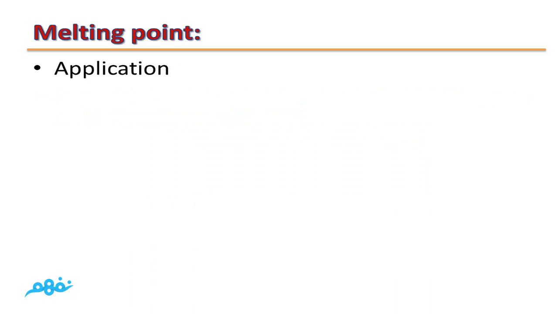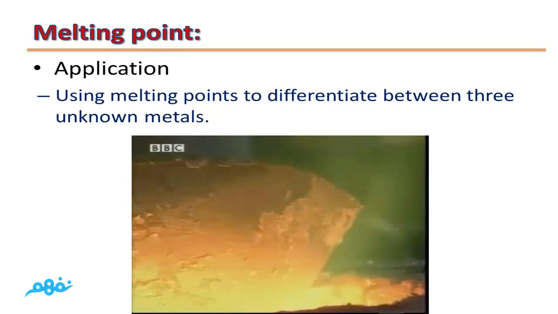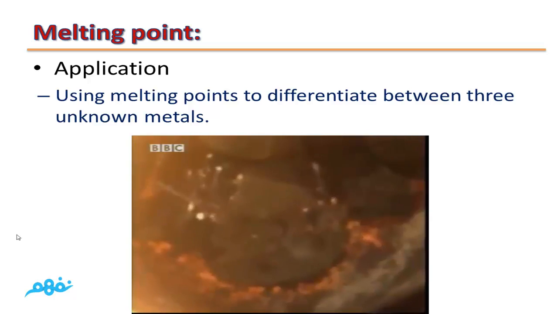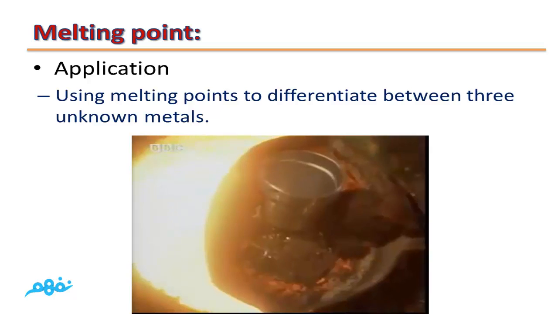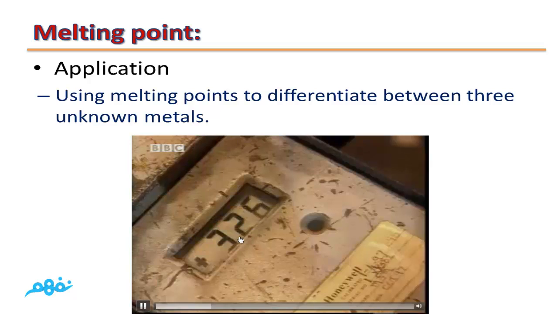What about applications of our melting point in our daily life? Using melting points to differentiate between three unknown metals. As we did in density, we use the density to differentiate between unknown materials and to identify them. Also, we can use melting points to identify three unknown metals, like in this video. As you can see, we have three unknown materials. We will start to heat them, and by using a special thermometer we can find its melting point.